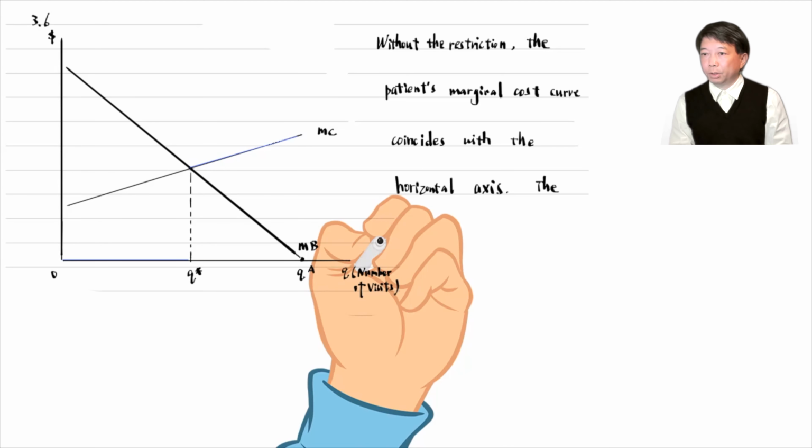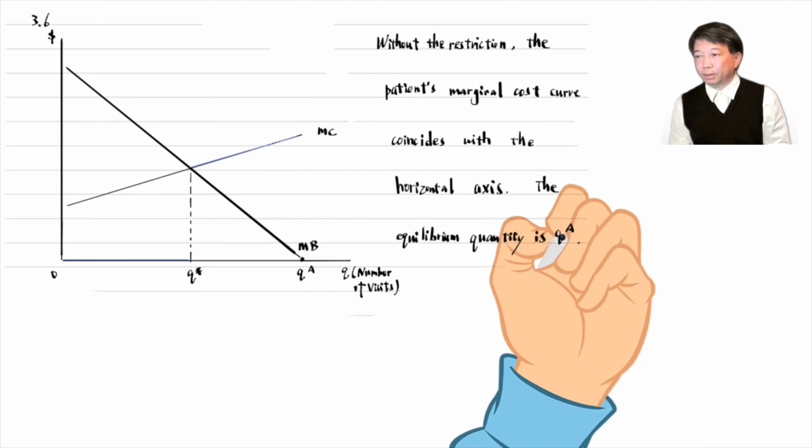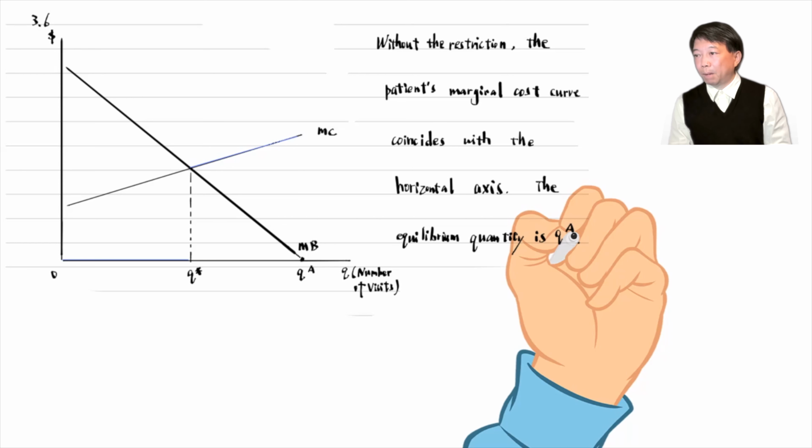The equilibrium quantity of visits is QA, which is determined by the intersection of the horizontal marginal cost curve and the downward sloping marginal benefit curve. It is more than the optimal number Q star. The health insurance company can limit the number of compensated visits at Q star.